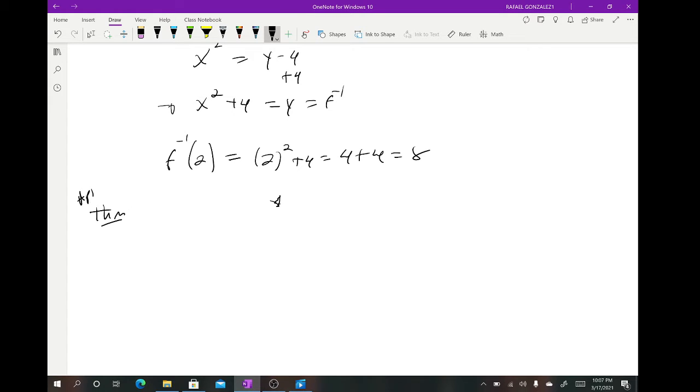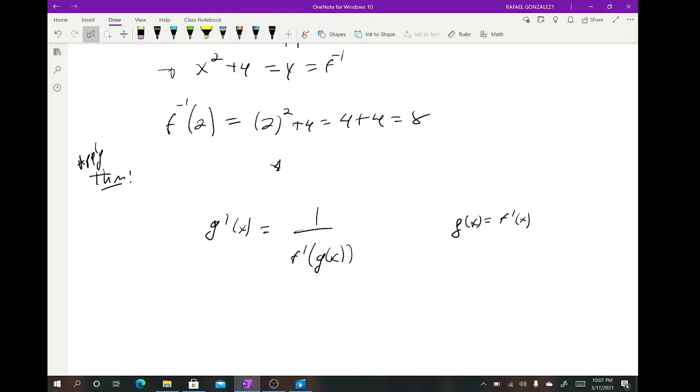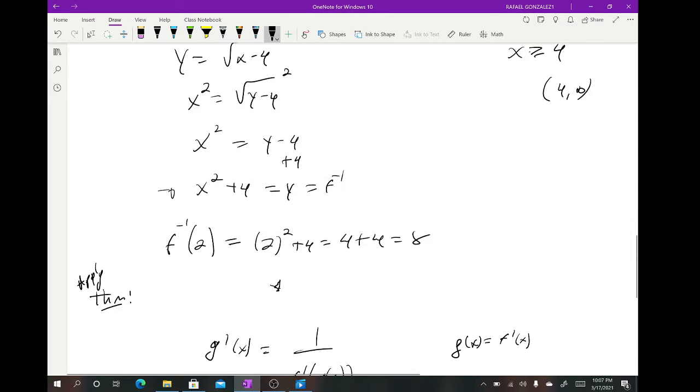Let's apply the theorem. And remember, the theorem says, let me rewrite it, that g prime of x, where g is f inverse, is equal to 1 over f prime evaluated at g of x. And here g of x is the inverse of f. Well, following the formula, we have 1 over, well, what is f prime?